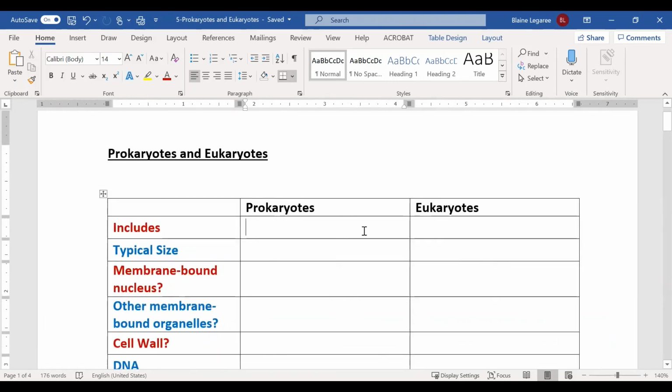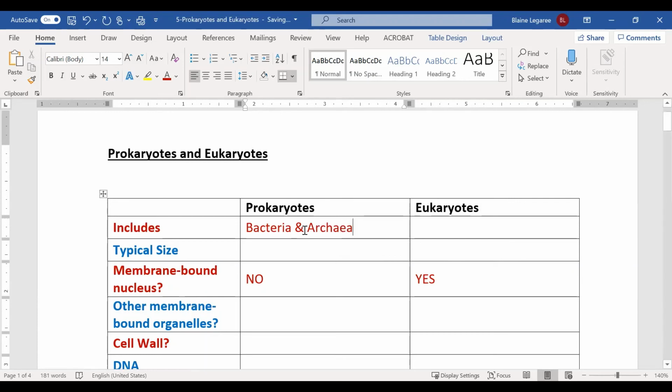So here's my table, and actually I'm going to go down to number 3, membrane-bound nucleus. So this is really a yes/no kind of thing, right? Eukaryotes have a membrane-bound nucleus, and prokaryotes do not. So what are we talking about for the prokaryotes? We're talking about bacteria and archaea.